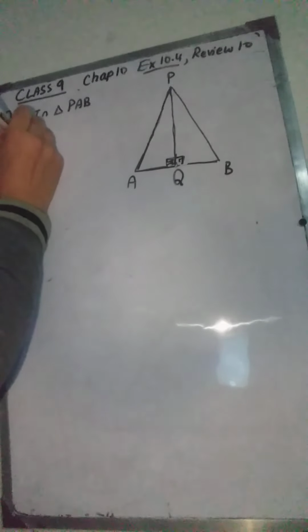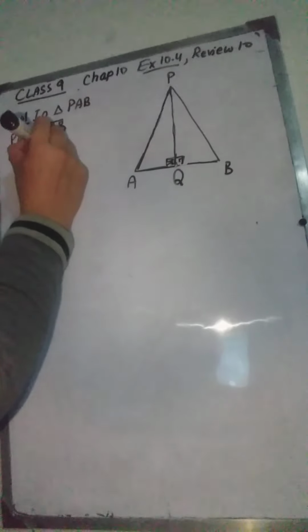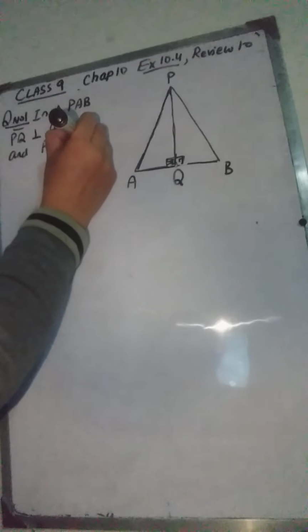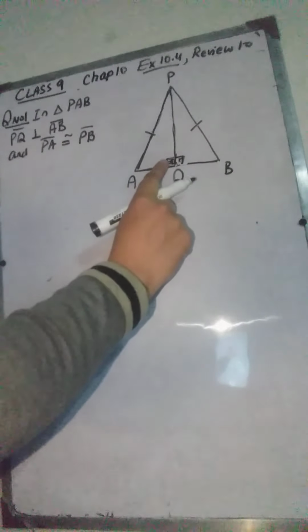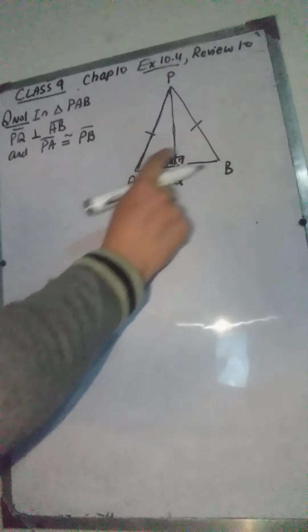Now the question is in triangle PAB of the figure. Here PQ is perpendicular to AB, and PA is congruent to PB. So these two sides are congruent, and this is a perpendicular, which means this angle is also 90 degrees, and this angle is also 90 degrees.